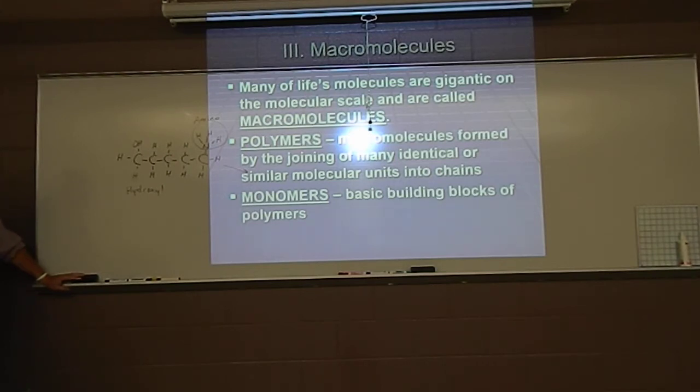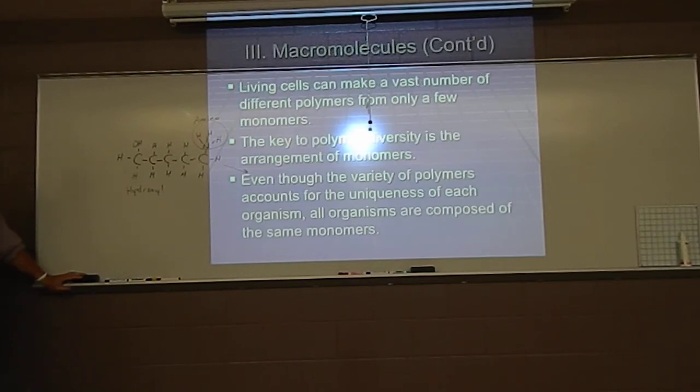Polymers are these macromolecules that are formed by adding similar, smaller organic molecules together to form big chains. These basic building blocks, the smaller ones, are called monomers. Mono means one, poly means many. So essentially, you're taking very small units and putting them together to make very large molecules. And that's mostly what we see in these macromolecules. So the living cells can make a vast number of these different polymers from just a few monomers.